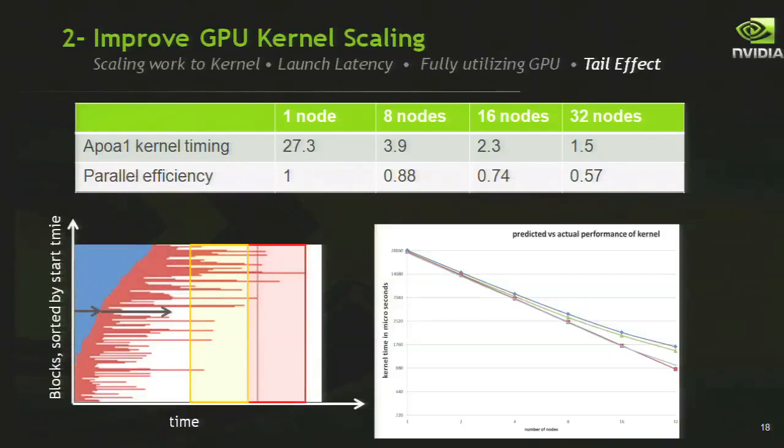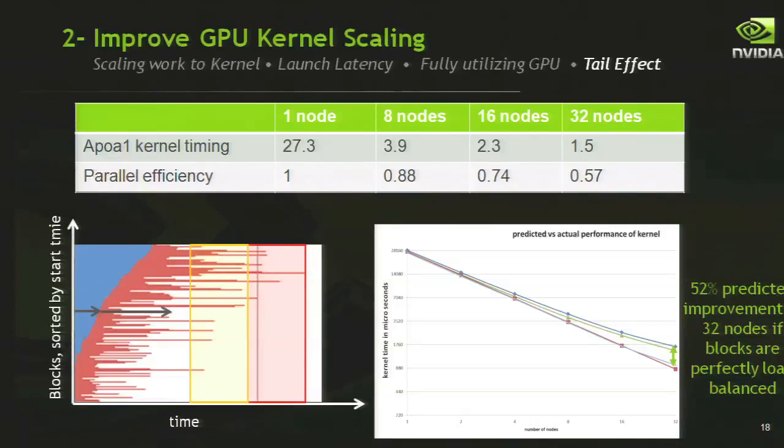And we built a little model to say, if we were to improve this load balancing, if we were to get perfect load balancing, we could get a 52% improvement in the runtime at 32 nodes, and we would get almost perfect scaling of the kernel at that point. So load balancing the blocks of work on the GPU makes a difference.